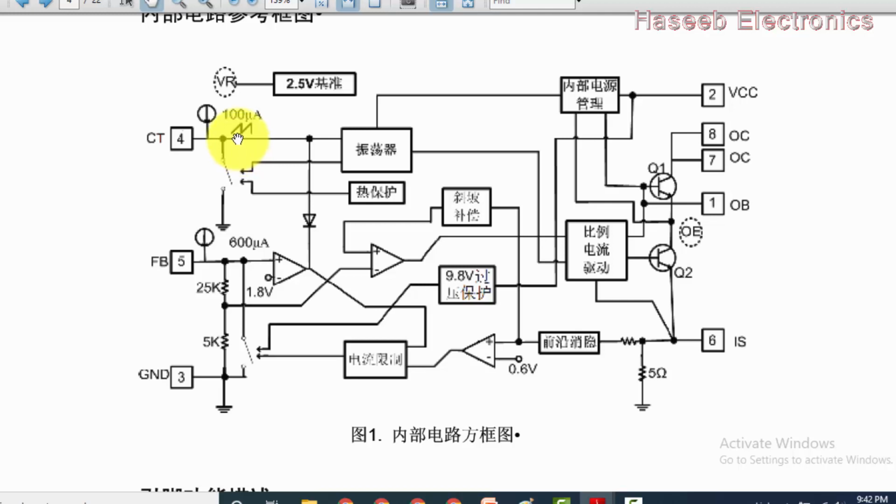So it will apply 100 microampere current for charging this capacitor. When this capacitor is charged, then it will discharge internally. So this charging and discharging will program the internal oscillator. So the value of this capacitor at the CT pin will determine the switching frequency. So we have to calculate the switching frequency from this CT value.